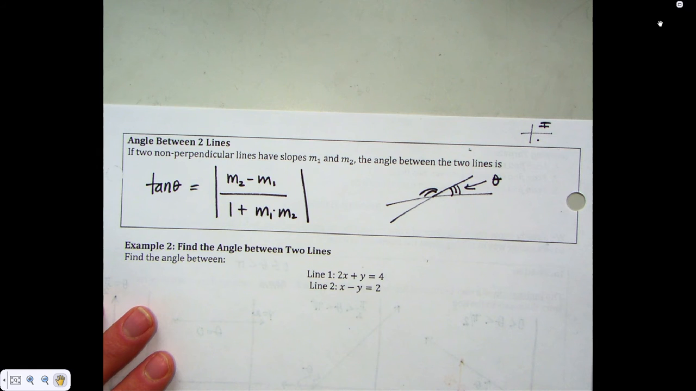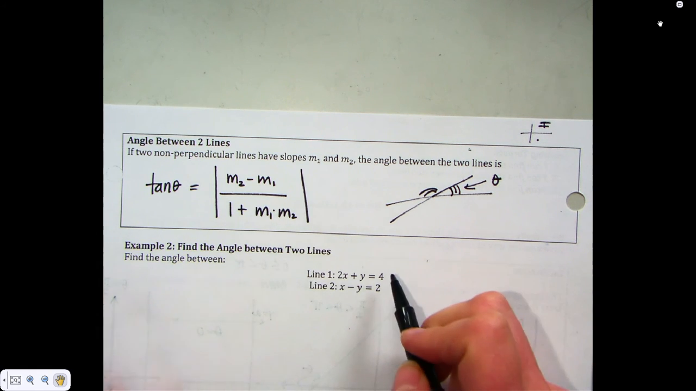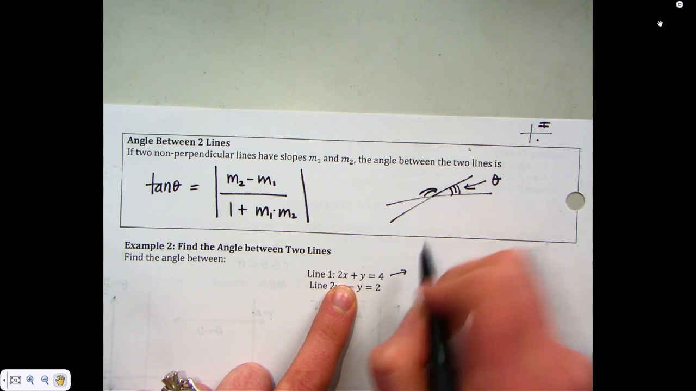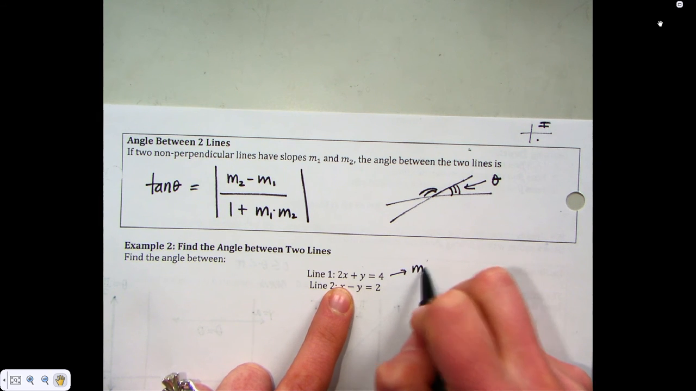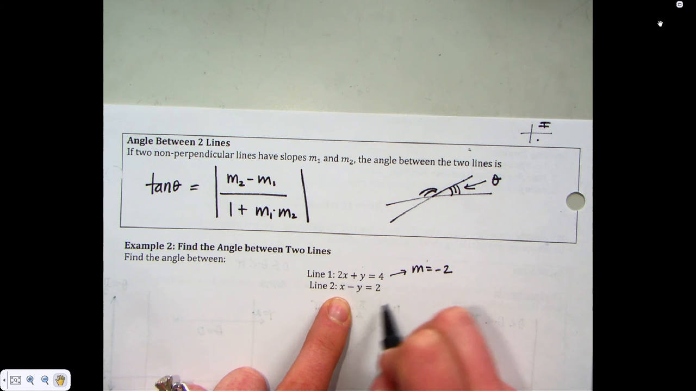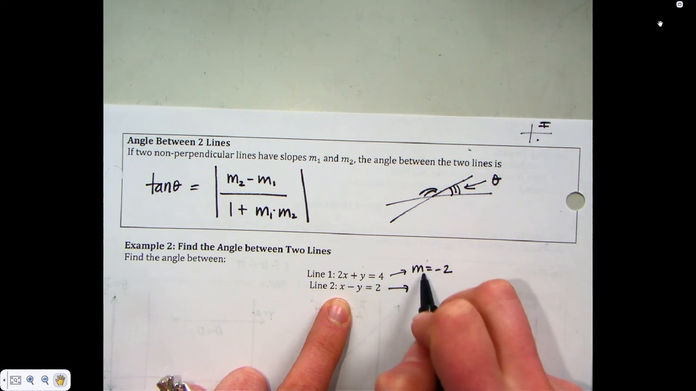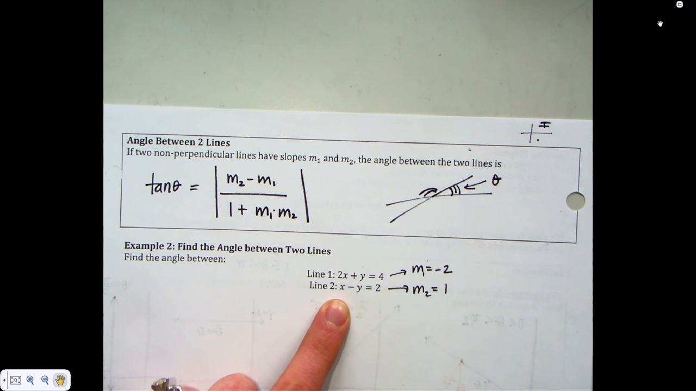So let's do an example. M1 and M2 are referring to the slopes of the lines. So if line 1 is this equation, remember we'd have to actually solve for this one. That would make y equals negative 2x plus 4, so my slope is negative 2. And on this one, right, maybe you want to imagine moving the y over to make it positive. I'd get x minus 2. That means that M1 is negative 2 and M2 is positive 1.